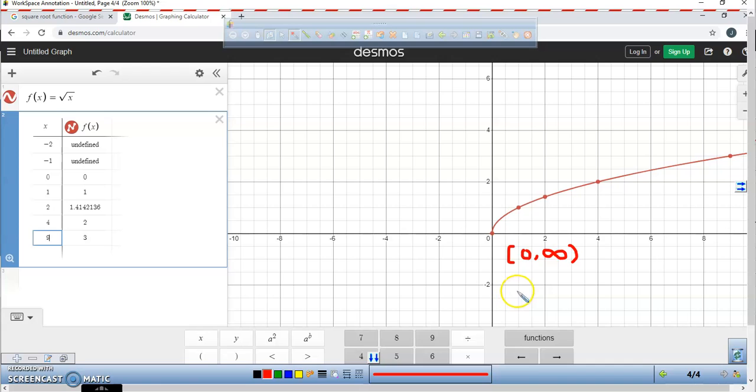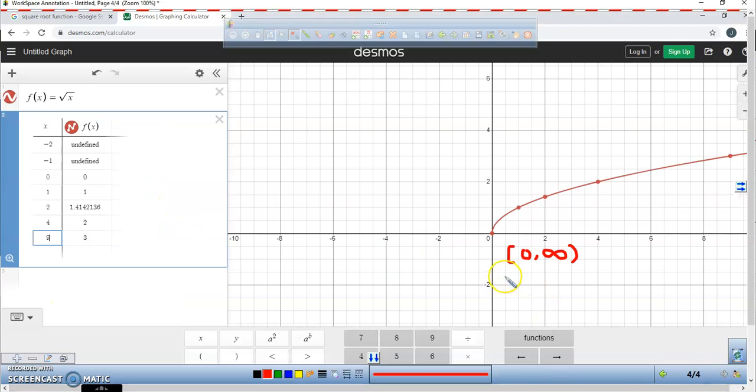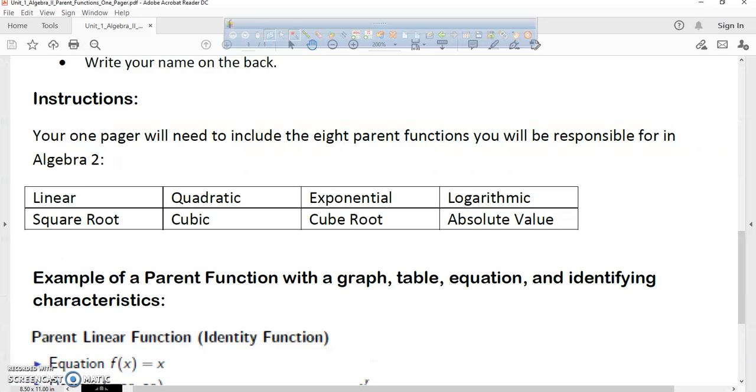Now the range also happens to be the same thing, because it starts at 0 and it goes up forever. So you would write the same thing for the range. If we went back real quick, you can kind of see, in this one, the domain went from negative infinity to positive infinity, whereas on this one, the domain went from 0 to infinity. I realize this is a lot, and that's why you're going to be given multiple days to be able to complete this assignment.